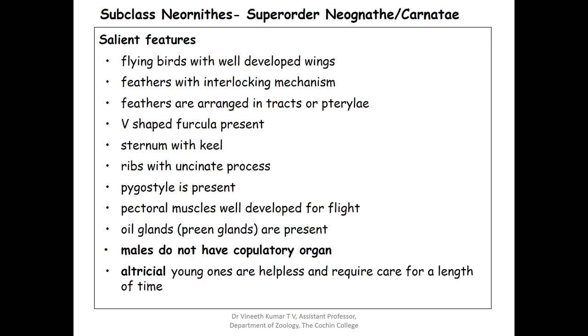And here the young ones are altricial. The other group was precocious, but here it is altricial in the sense the young ones are helpless and require care for a length of time. We might have seen in many pictures and videos, the parents feed their young ones for a longer time till they have the ability to fly. But in Paleognathae, the young ones do not depend on their parents and they are precocious. So here it is altricial, meaning they depend on the parents for a period of time till they attain flight.